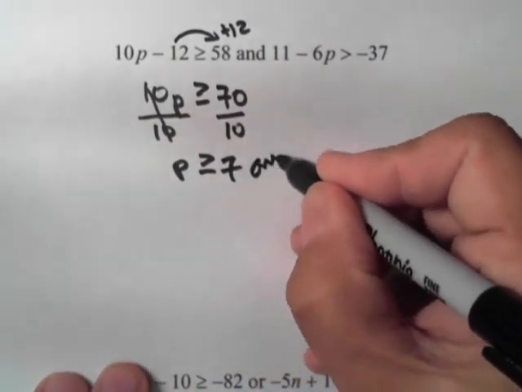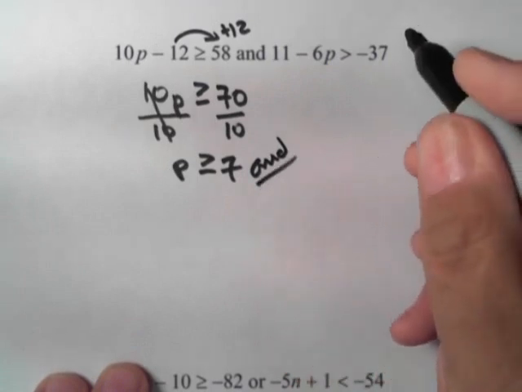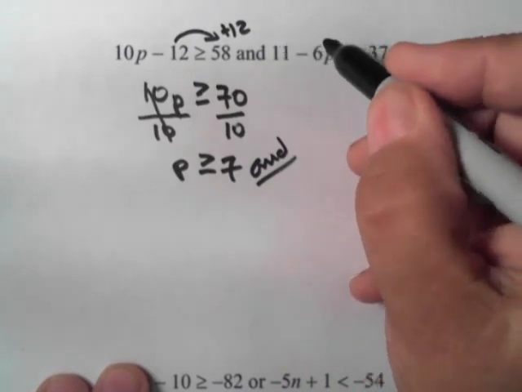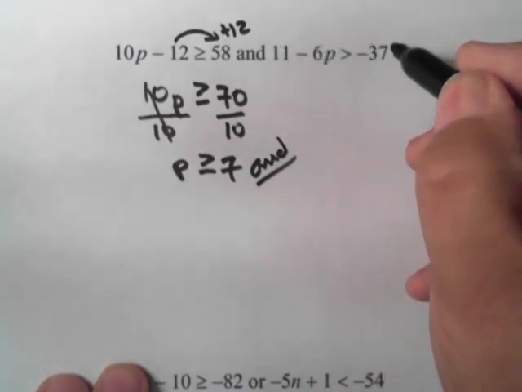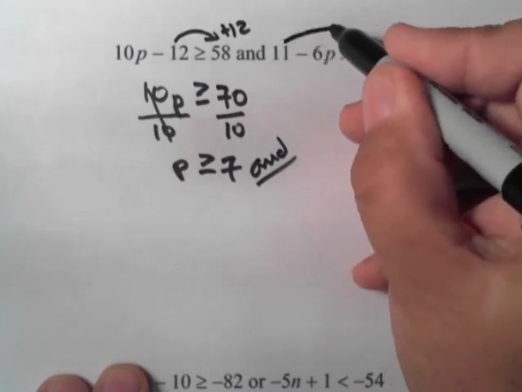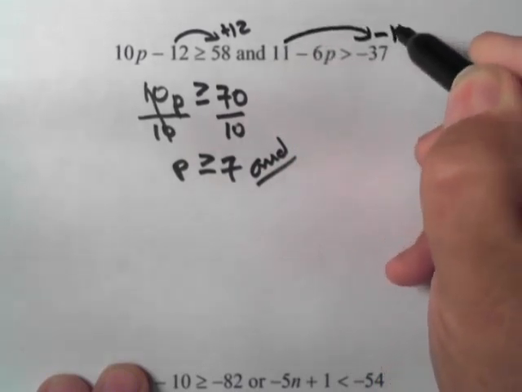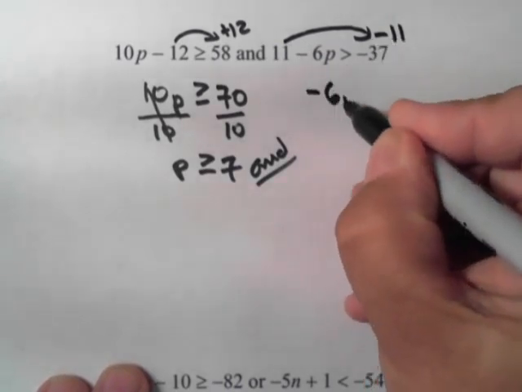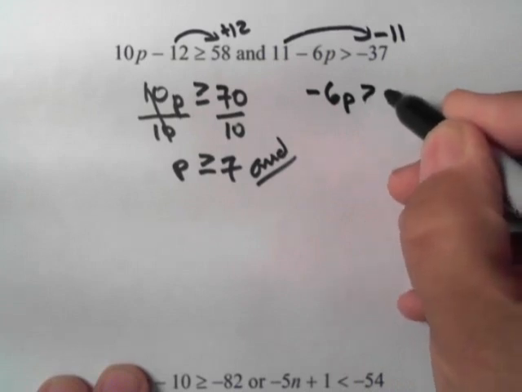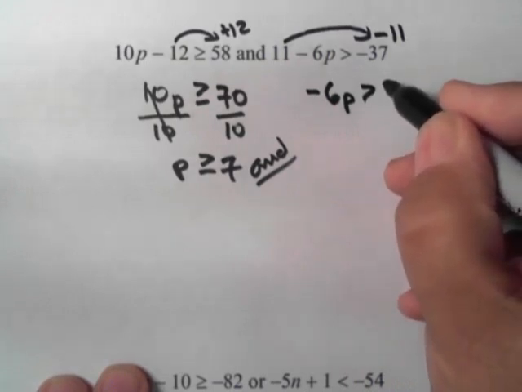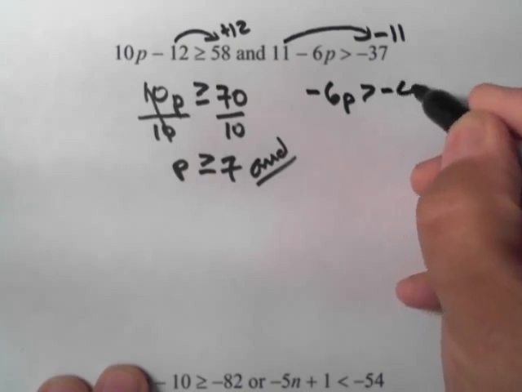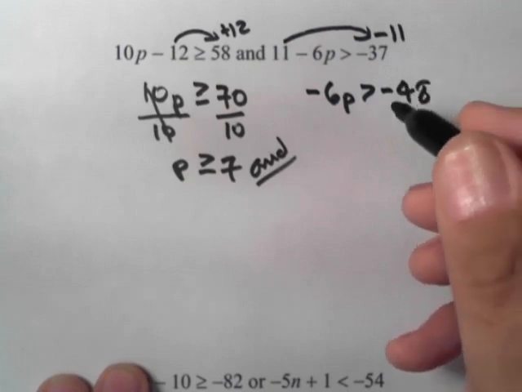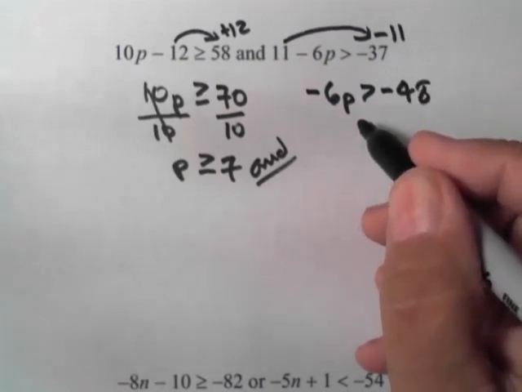Now, of course, remember, we have the "and" in between them here. Okay, the right side over here. I want to take the 11 and jump it over to the right. So this is plus 11, goes over as negative 11. Okay, so I'm going to end up with negative 6p is greater than or equal to, let's see what we have there. Both negative, so it looks like negative 48. Negative 37, 11, 48. Yeah, looks good.